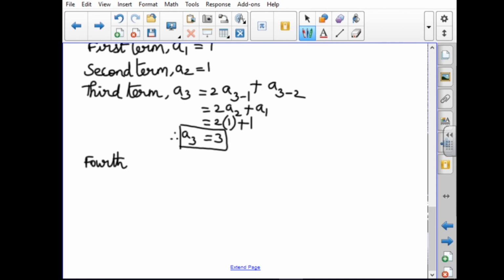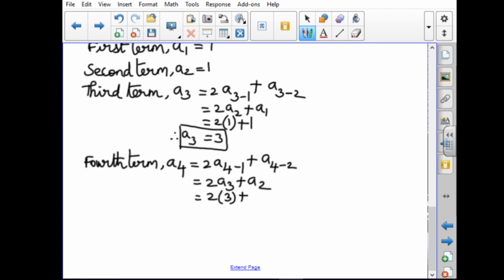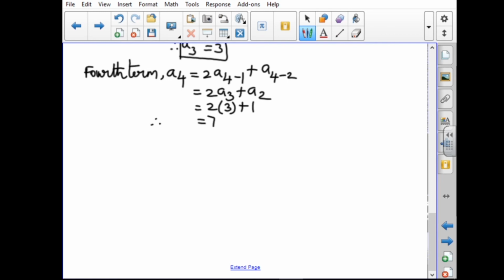Now, the fourth term, denoted by A4, that is equal to, instead of n, you have to substitute the value 4. So 2 into A4 minus 1 plus A4 minus 2. That is 2 into A3 plus A2. A3 value we know is 3. So 2 into 3, A2 value is 1, the answer will be 7. Therefore, A4 equal to 7.